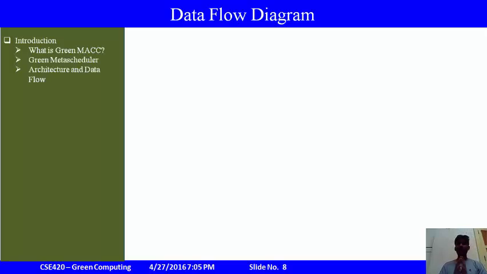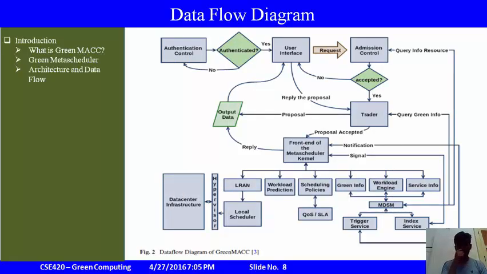Now, how do we know how the data is processed? For that, we need to know the data flow, and to explain that, I have the data flow diagram with me. First of all comes the authentication control. It will check whether the data is authenticated or not. If yes, then we move on to the user interface, and then it will send a request to the admission control, wherein it will check whether it is being accepted or not.